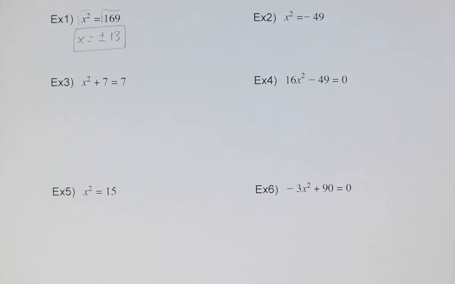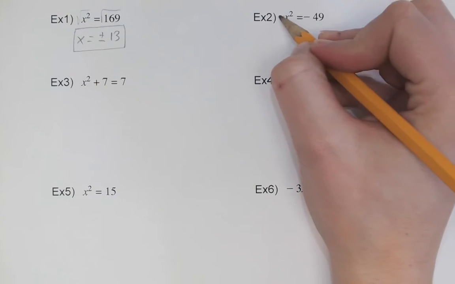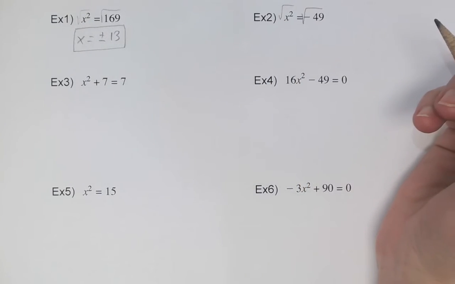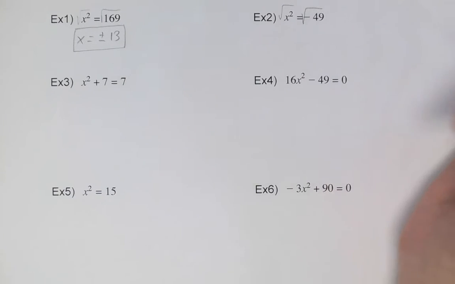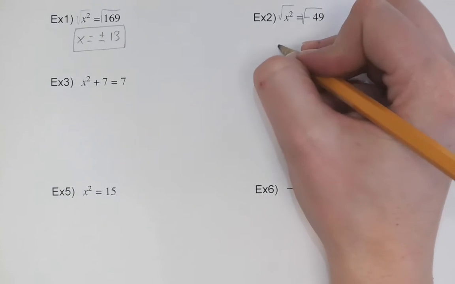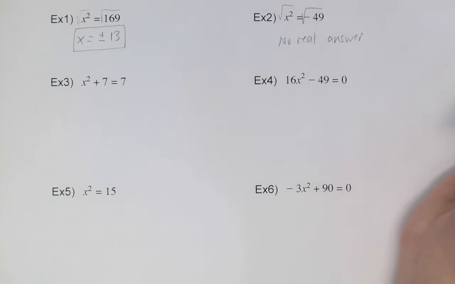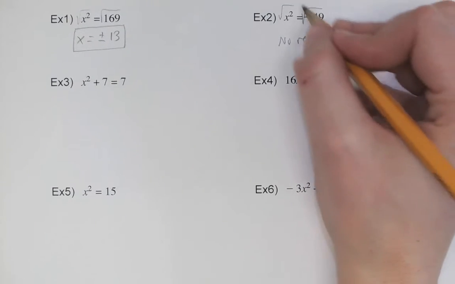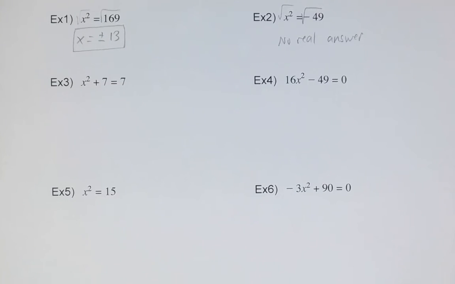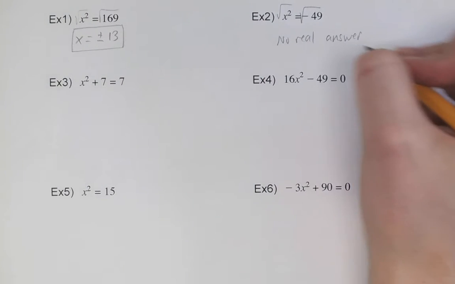Okay, example 2, we would take the square root of both sides. And then right here, I am trying to take the square root of a negative. We can't do that. So this is no real answer, or no real solution. This would be one that if you looked at it, it would not cross the x-axis.